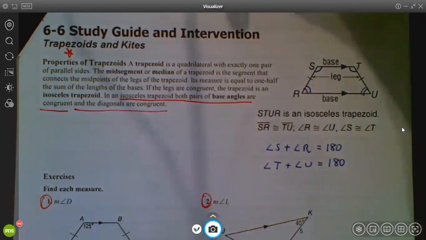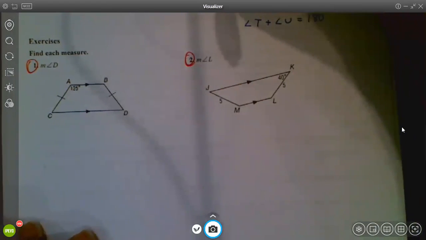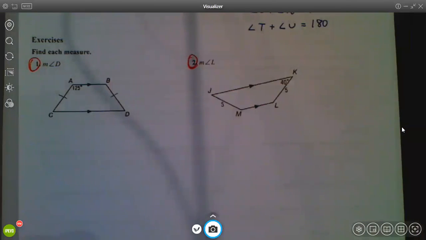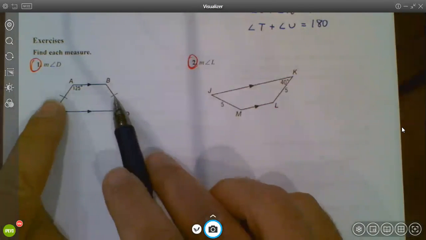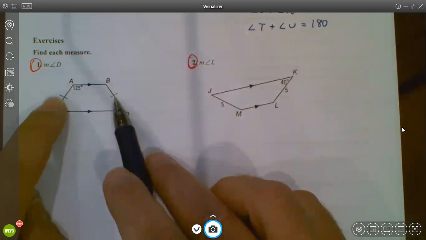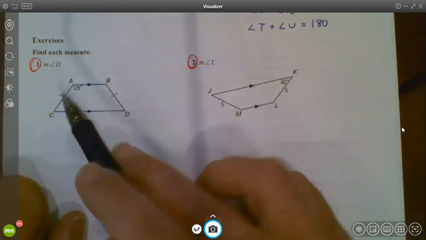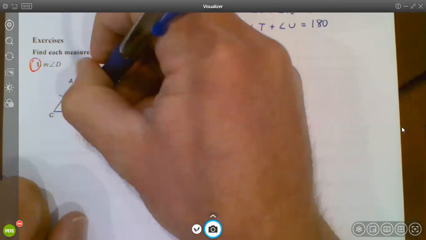So let me show you this real quick here, and we'll call it a day. Let's just find some missing angles here. We're just going to fill in all four angles. The rule that we just talked about is if these legs are congruent, then the base angles are congruent. So if this is 125, this is 125.